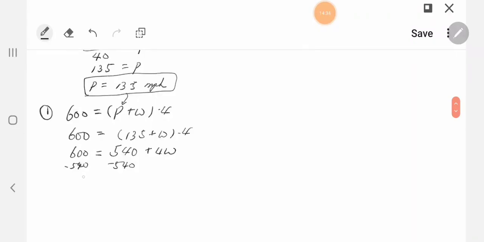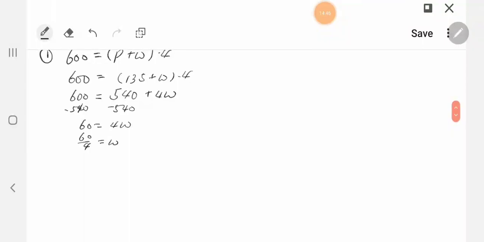Then this is 60 is equal to 4W, so divide each side by 4. Then 60 over 4 is equal to W. So finally W is equal to 15. So the wind speed is 15 miles per hour.